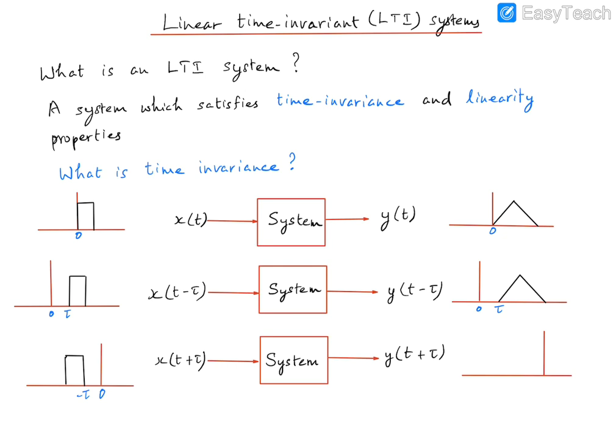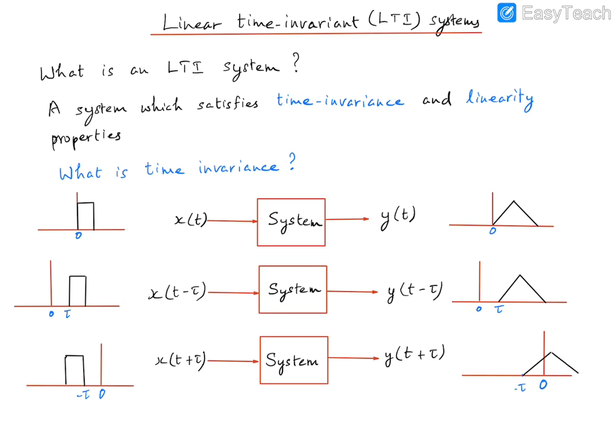So when the input is x of t, we get y of t. When the input is x of t plus tau, the output will also be y of t plus tau. That means the same y of t will be shifted to the left by some amount of time. So this triangular pulse will move to the left by a certain amount of time tau. So if you mark the time tau here, which is negative tau now, because we have the 0 here, we will get a pulse which looks something like this as the output.